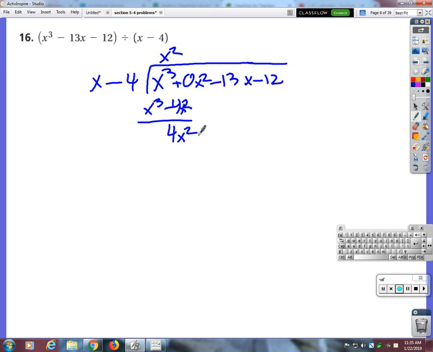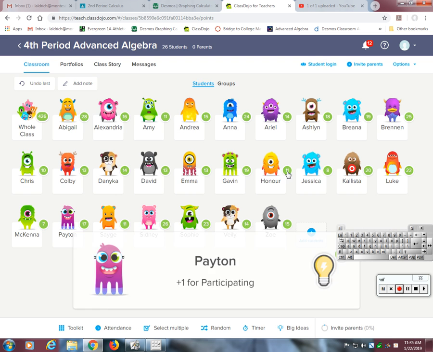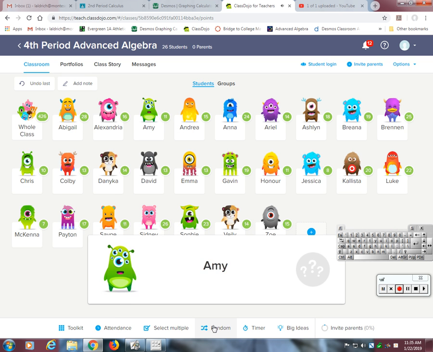If there's a missing exponent, like if it skips from x to the third down to x, you should really put in that space a 0, whatever it is that's missing, so that this next part is a little bit easier, okay? All right, then I'm going to bring down the negative 13x, and I'm going to go around again.